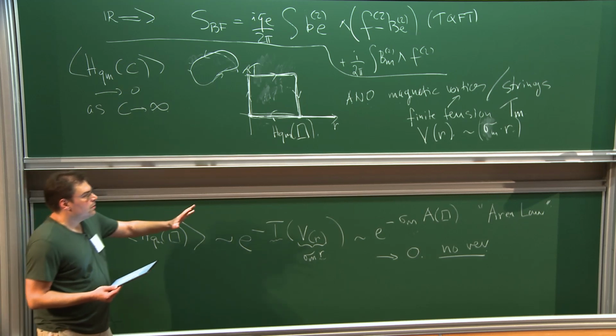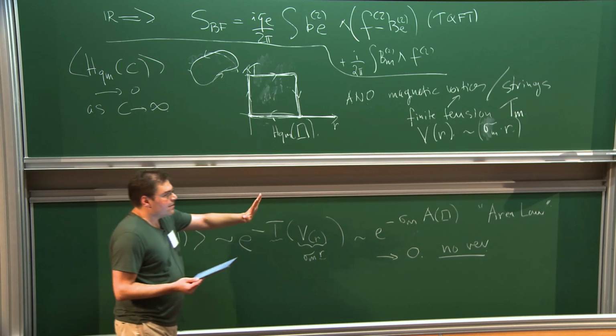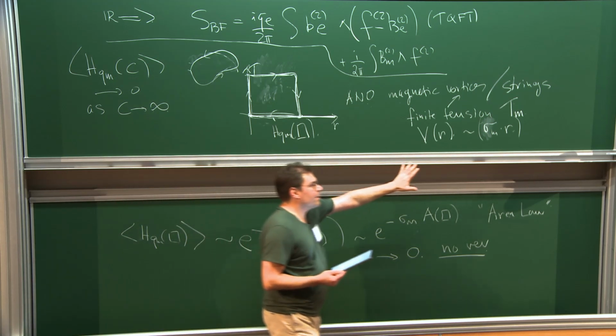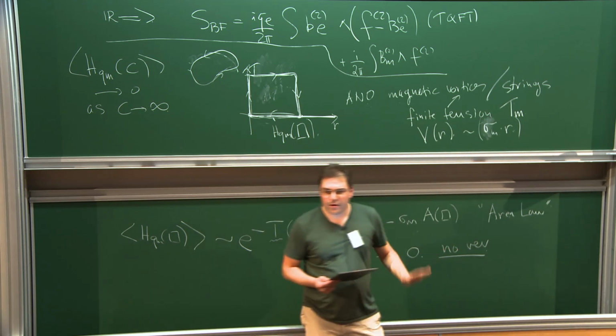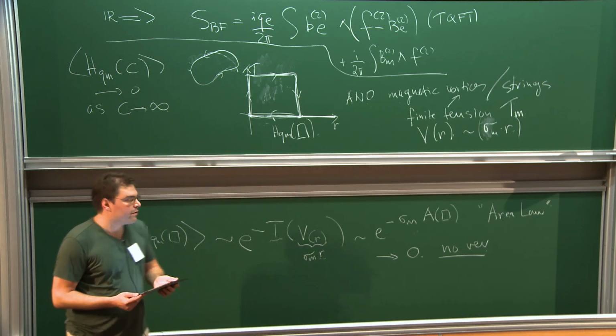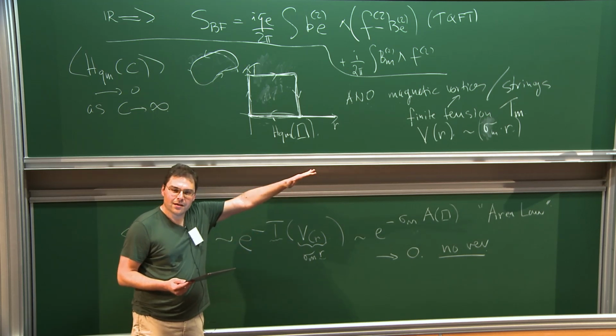But it's important to appreciate that this area law decay is really a reflection of the fact that we have finite tension strings. It's not necessary to have this area law in order to have an unbroken one-form symmetry. In order to have an unbroken one-form symmetry, it's just enough that the potential rises faster than constant.